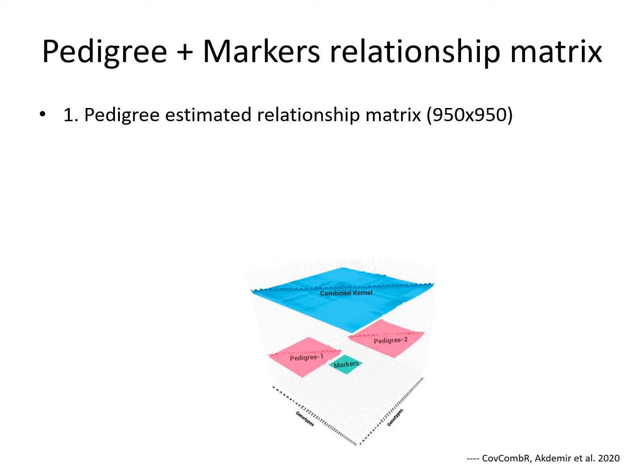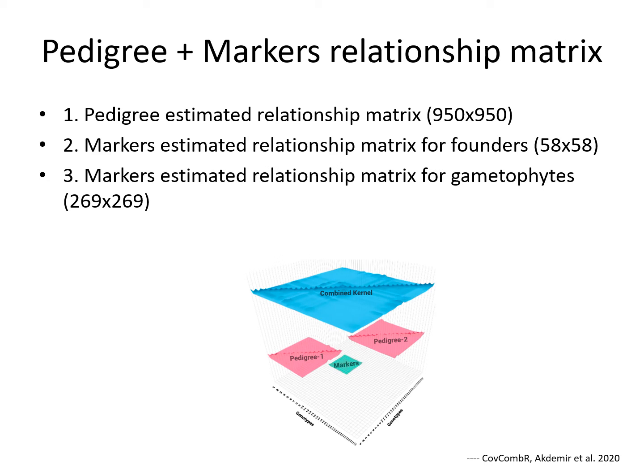In our case, we have both pedigree and markers estimated relationship matrix. We combine them using the Akdemir et al. method. In this figure, for example, he has 2 pedigree matrices and 1 marker estimated relationship matrix. Your output is a combined kernel. So in our study, we have pedigree estimated relationship matrix for all the individuals, and then markers estimated relationship matrix for the founders and for the gametophytes. We then combine all of them using the package.